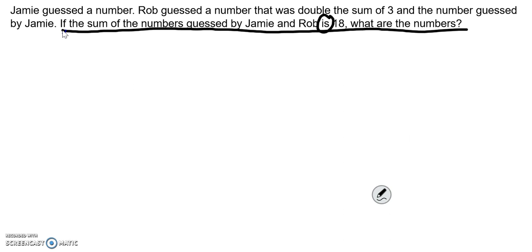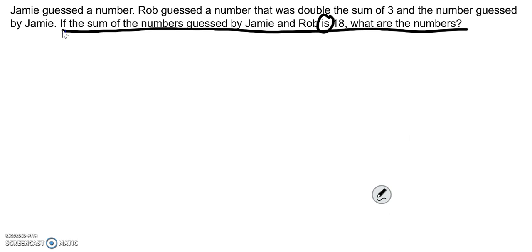So can x be both Jamie and Rob's number if they're different numbers? No. So x can only be one of their numbers. Why do you think they wrote the whole first 2 sentences? There's a reason they wrote them if they're not part of the equation. Why would they write those 2 sentences if they're not part of the equation? And they're not. The equation we have underlined. Why would they write those first two sentences?